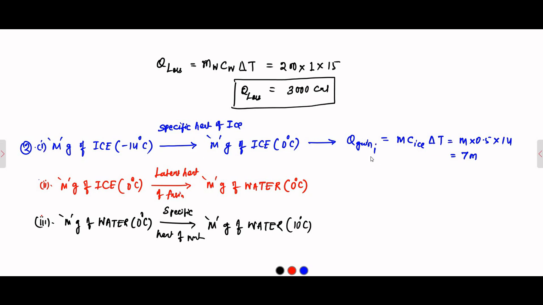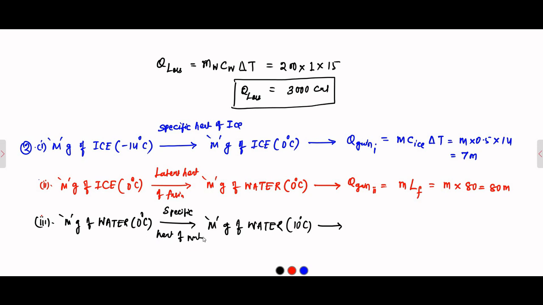Then in the second subphase we have latent heat. So this gain is equal to the mass of ice into latent heat of fusion. So it is equal to m into latent heat of fusion, that is given as 80 calorie per gram. So it is equal to 80m.